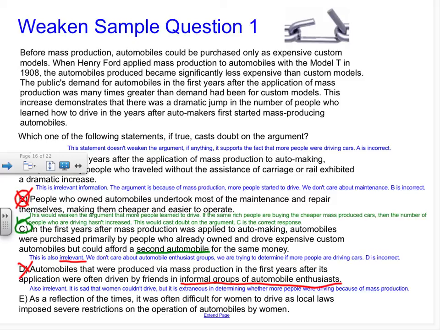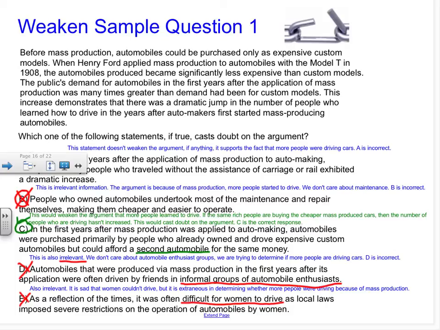Let's take a look at the last one. As a reflection of the times, it was often difficult for women to drive, as local laws imposed severe restrictions on the operation of automobiles by women. So this is another distractor. They're saying that it's difficult for women to drive. But what we care about is whether there's an increase in drivers, not whether women have the right to drive or not. So this is also a distractor, and we can eliminate that. So C was our correct response.